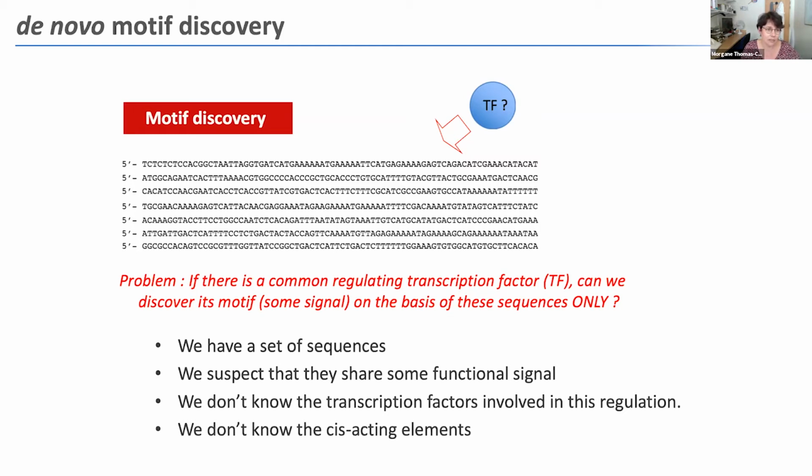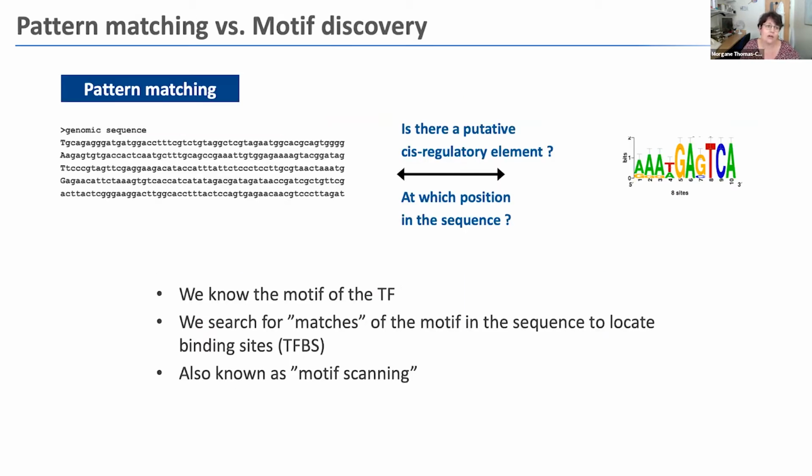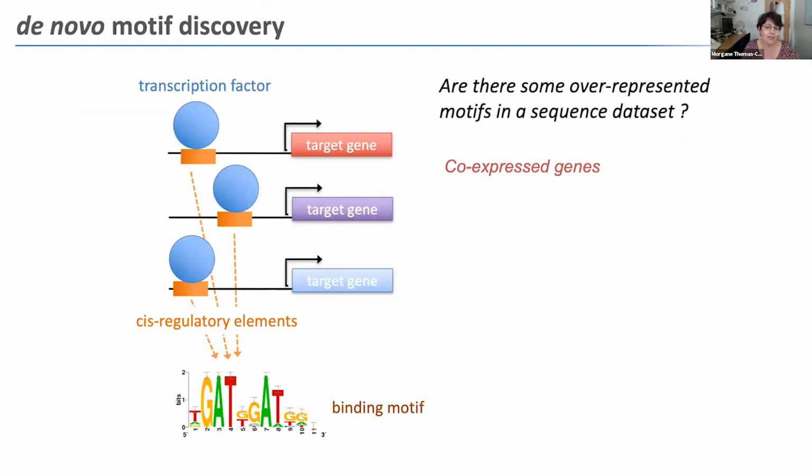It's not to be mixed up with what Francois just presented, which falls under the pattern matching problem. In pattern matching, you have a genomic sequence and you already have a motif of interest, in the form, like Francois presented, of a PSSM or a TFFM or k-mers. The question you want to address is: is there a putative cis-regulatory element in the genomic sequence, and if so, at which position in the sequence? In this case, we do know the motif of the transcription factor, and we want to search for matches of the motif in the sequence. This problem is known as the motif scanning problem. Today, this is not what we're talking about, but rather the motif discovery problem.